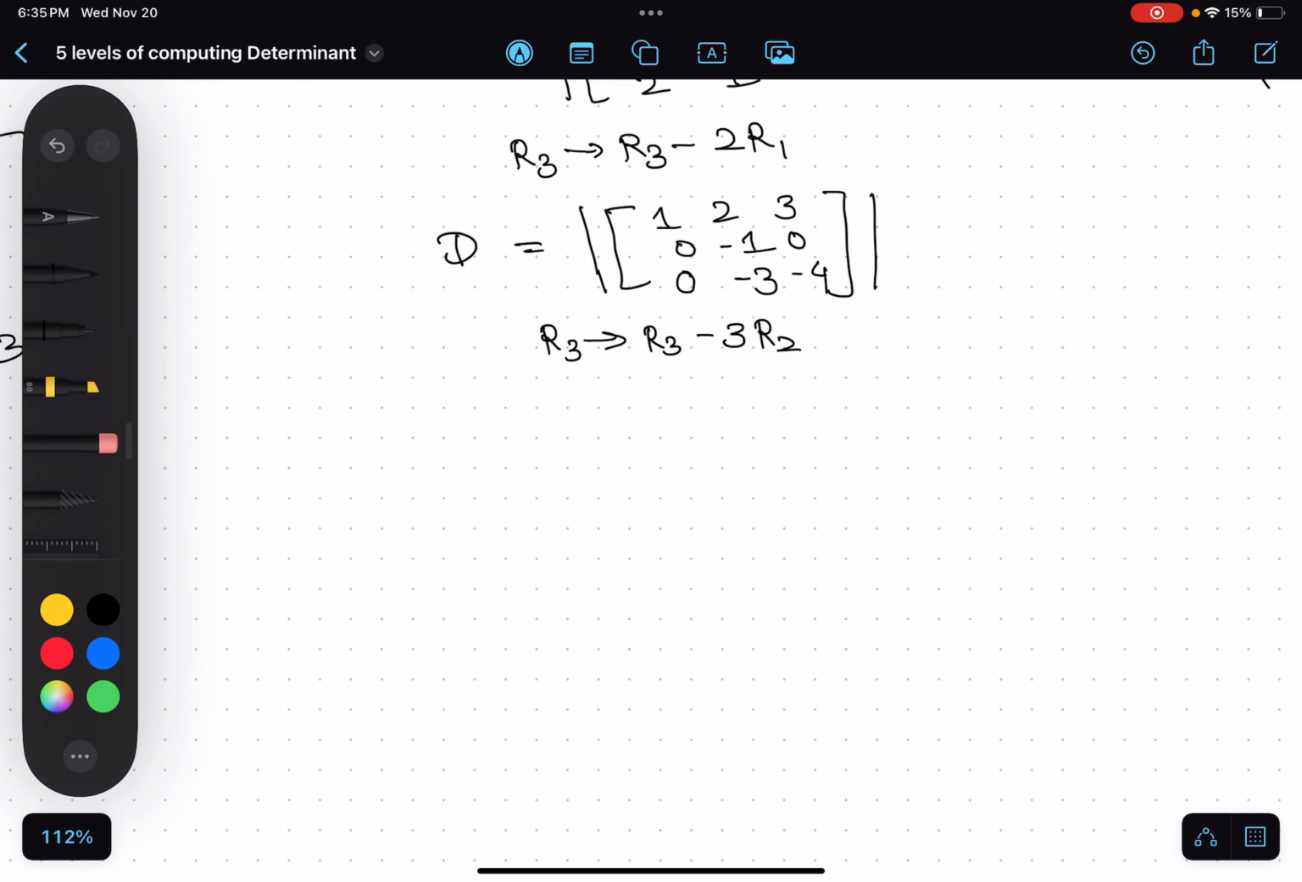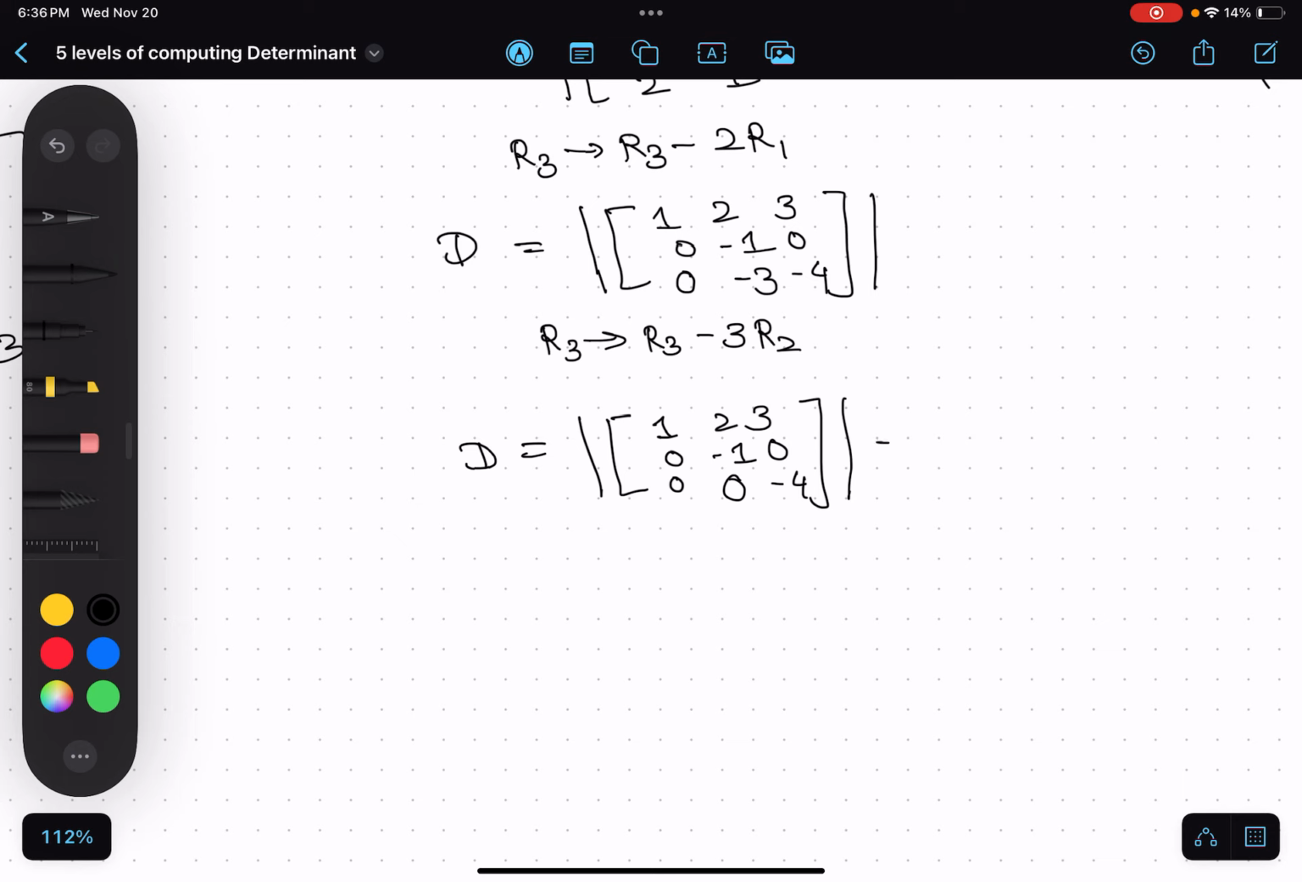So if I do this, row 3 as row 3 minus 3 times row 2, again for this third row operation the determinant remains unchanged, and the matrix now will be 1 2 3, 0 negative 1 0. Now 0 minus 3 times 0 is 0. Negative 3 minus 3 times negative 1 is negative 3 plus 3, so 0. And negative 4 minus 3 times 0 is just negative 4 again. So you see that, right? Okay. Now we have transformed this to a triangular matrix.